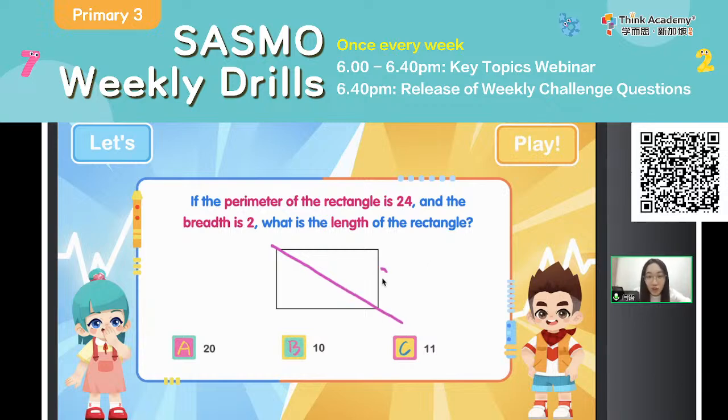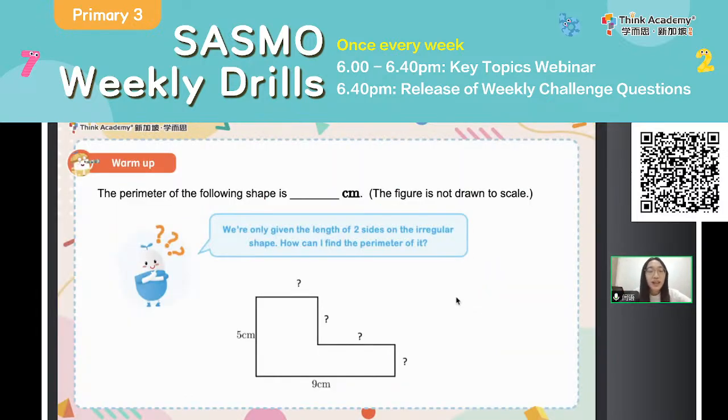And then the shorter one is 2. Then what about the longer one? Yes, the longer one is 10. Okay, excellent. So far, can you understand how to calculate perimeter of rectangle and the square? Pay attention to the equal parts, okay? So following this, before we move on to the example, let me show you a warm-up question.